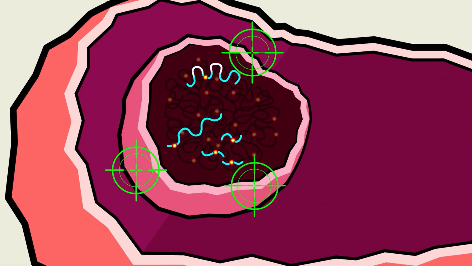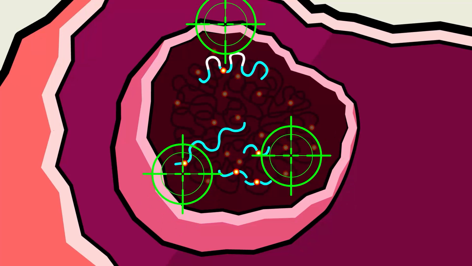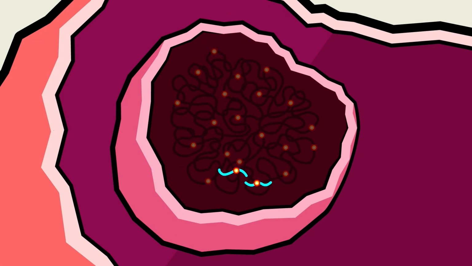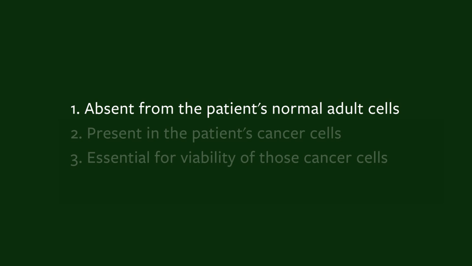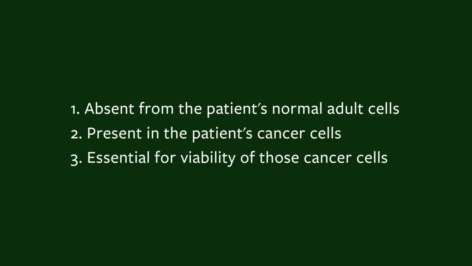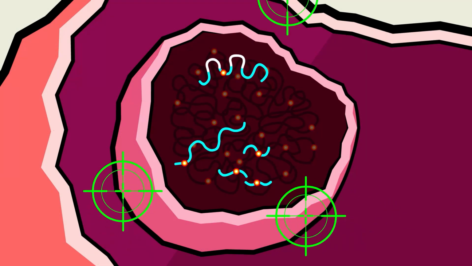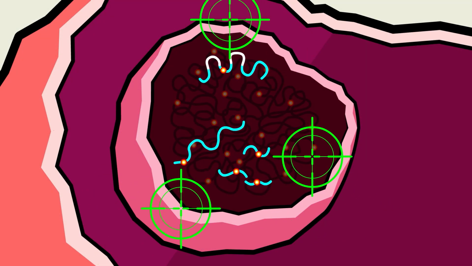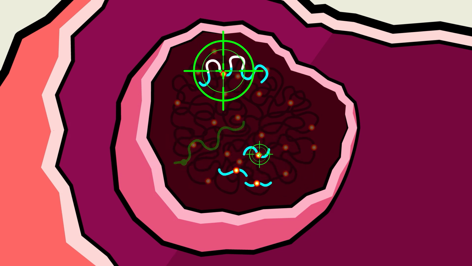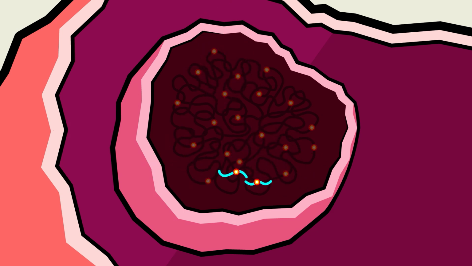The secret to curing any cancer without harming the patient is to target multiple cancer-essential RNA transcripts, which are absent from the patient's normal adult cells, present in the patient's cancer cells, and essential for viability of those cancer cells. Because these special cancer-essential RNA transcripts are absent from the patient's normal cells, they make ideal targets in cancers because they can be thoroughly blocked without risk of harming the patient.